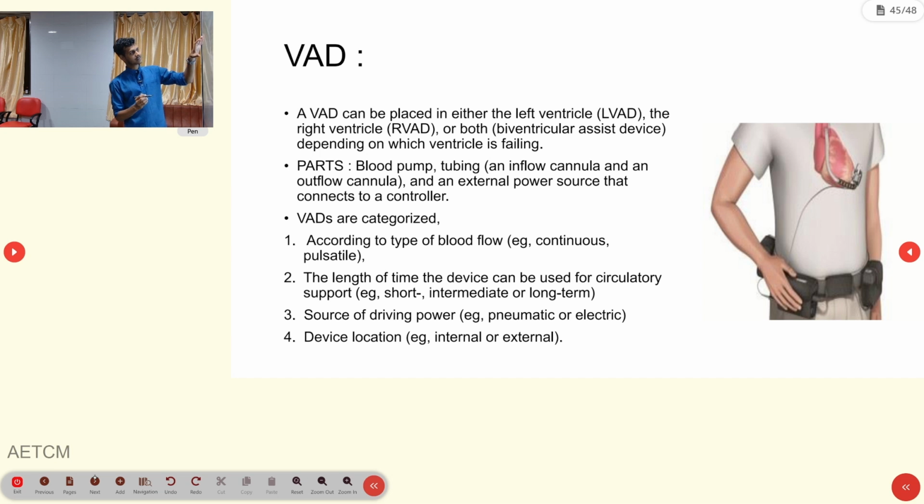So parts-wise, here you have three parts. First one is a pump part, second one is a tubing part, third one is a power source. Clear? So blood pump, then tubing part, and then external power source. So we are categorizing based on four categories. We are categorizing the ventricular assisted device according to the type of blood flow, either continuous or pulsatile.